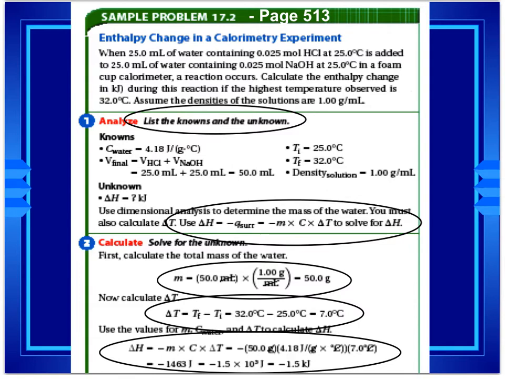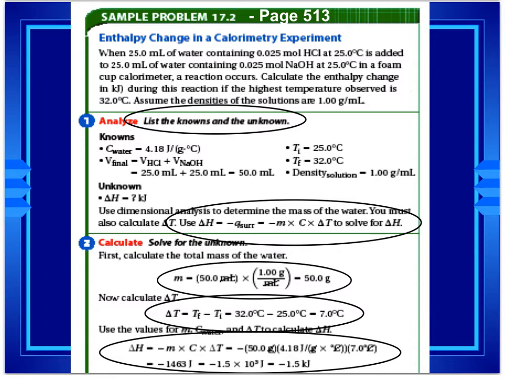Here is an example problem showing how we can calculate the enthalpy change in a calorimeter experiment. So go ahead and read this. It says when 25 milliliters of water containing 0.02 moles of hydrochloric acid at 25 degrees Celsius is added to 25 milliliters of water containing 0.025 moles of sodium hydroxide at 25 degrees in a foam cup calorimeter, a reaction occurs. Calculate the enthalpy change in kilojoules during the reaction if the highest temperature observed is 32 degrees Celsius. Assume the densities of the solution are 1.00 grams per milliliter, and that's because that's the same density as water, and your concentration of acid and base here are really small.